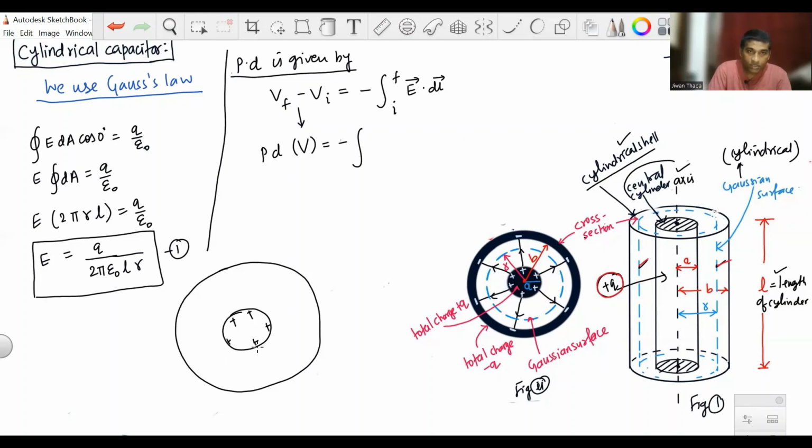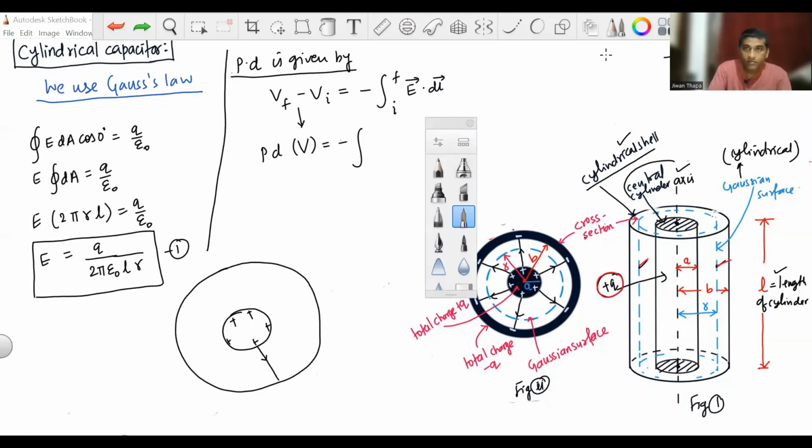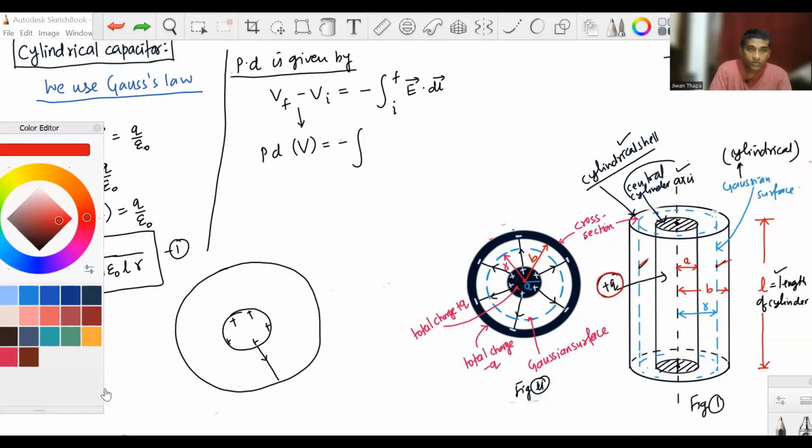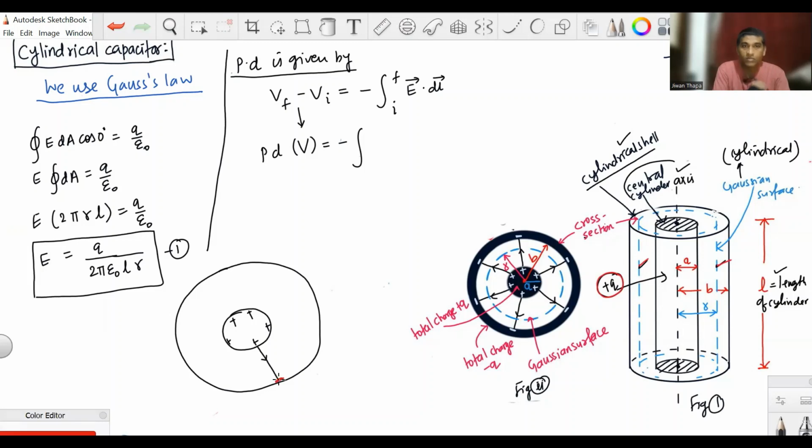So we have this. I'm drawing the electric field, okay? And this is the negative charge. So we have the negative charge. Now let us integrate along this direction, okay? This is the direction of integration. We are integrating from the cylindrical cell to the central cylinder. So we want to integrate along this direction, that is from negative towards positive.